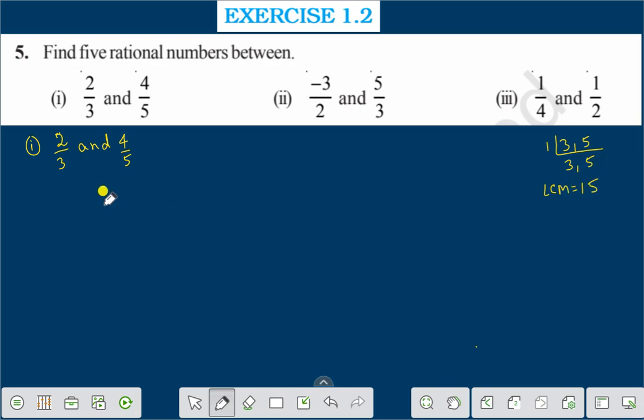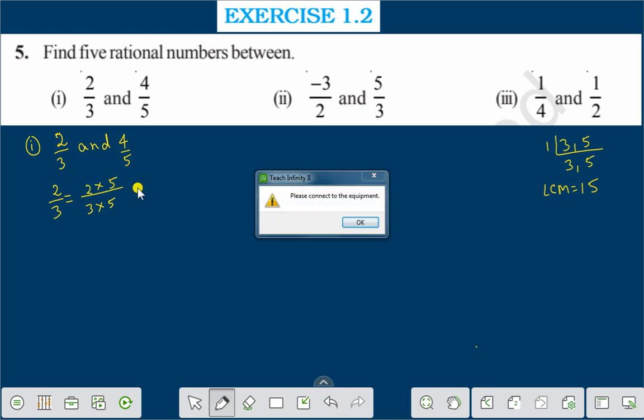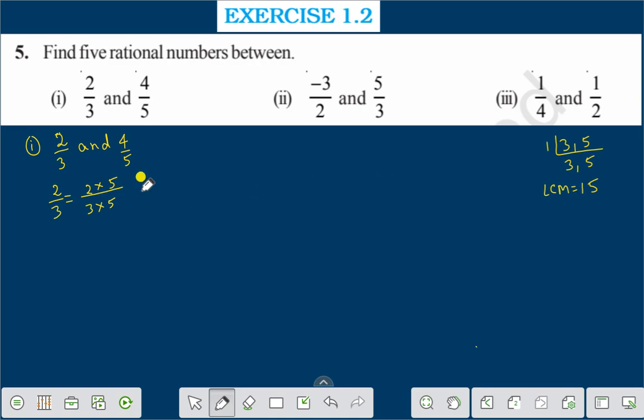Right? Therefore, we are making the denominator same. 2 by 3 is equal to 2 by 3 into 5 by 5. The denominator is multiplied by 5, so the numerator is also multiplied by 5, that is 2 into 5. Therefore, we are getting 2 fives are 10, 10 by 15.